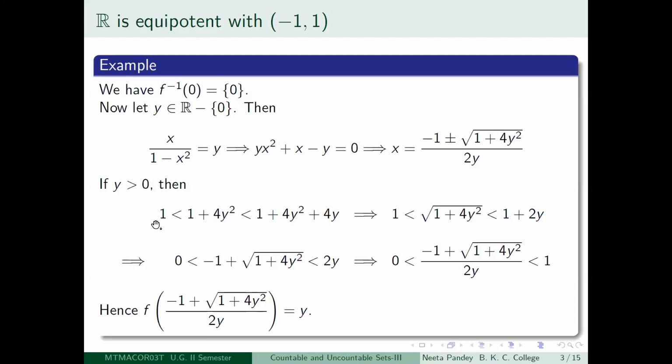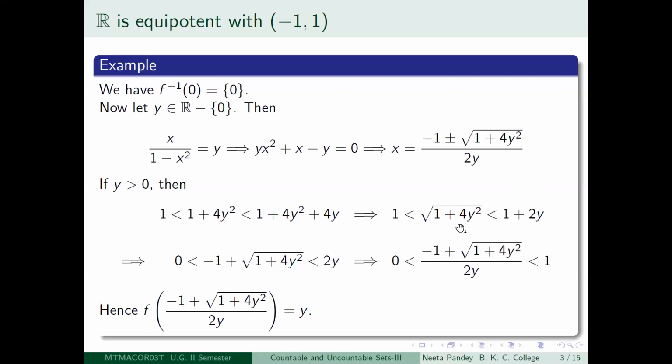So if you take the positive square root of each of these numbers, then you will still get this inequality, that 1 is less than the square root of 1 plus 4y squared, which is less than the positive square root of (1 plus 2y) whole squared. Since y is positive, 1 plus 2y is a positive number. So the positive square root will be exactly 1 plus 2y.